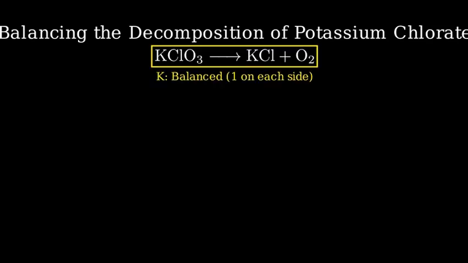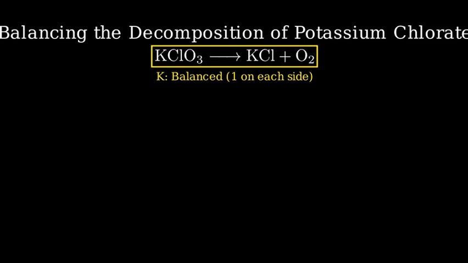In this video, we'll learn how to balance the chemical equation for the decomposition of potassium chlorate. Let's start with the unbalanced equation. Let's begin by checking the number of potassium atoms. We have one on each side. Then we check chlorine, and again, there is one on each side. Finally, the oxygen atoms. On the left we have 3, and on the right we have 2.